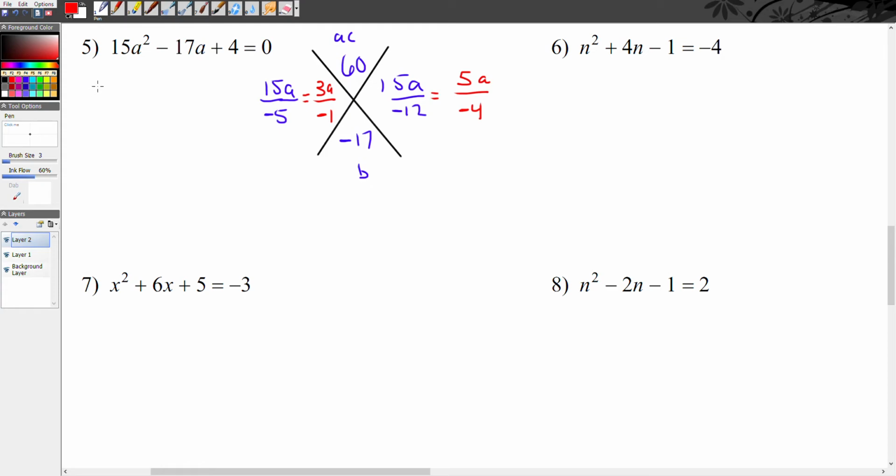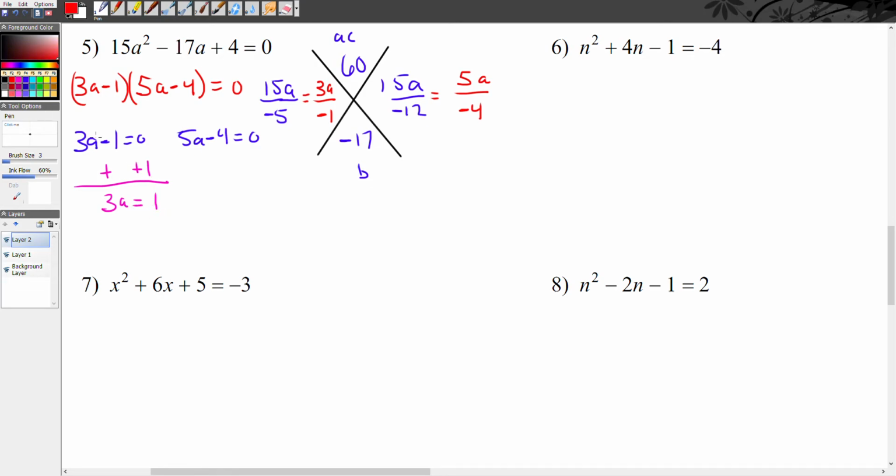So I have here 3a minus 1 times 5a minus 4 equals 0. Then we set each of these as their own equations equal to 0. So 3a minus 1 equals 0, and 5a minus 4 equals 0, and then we solve. We add 1 to both sides here, and I get 3a equals 1. And then when I divide by 3, I get a equals 1/3.